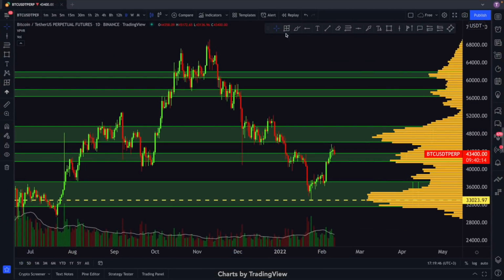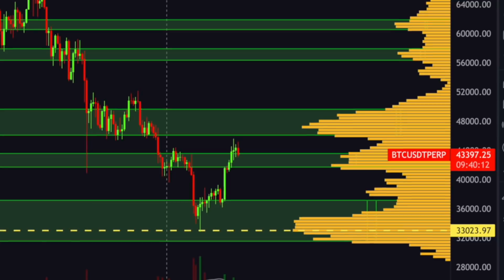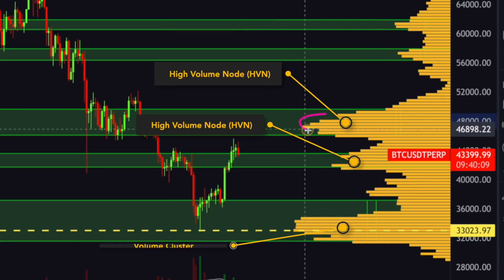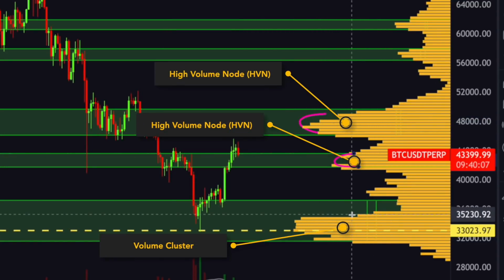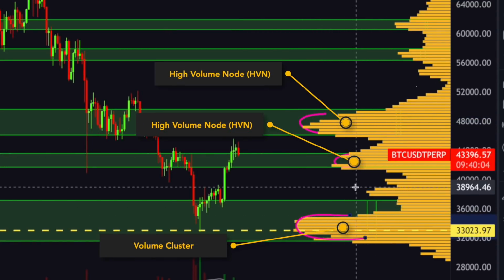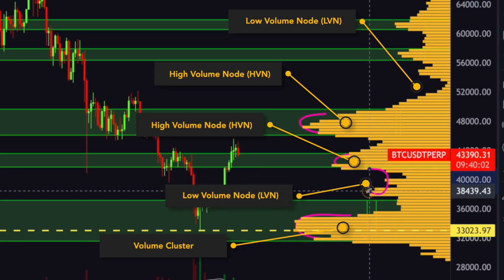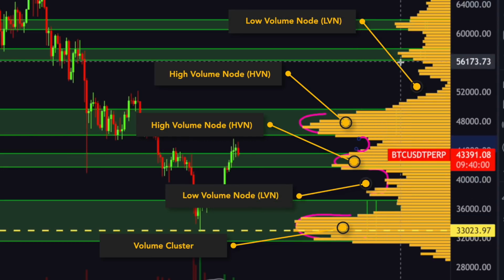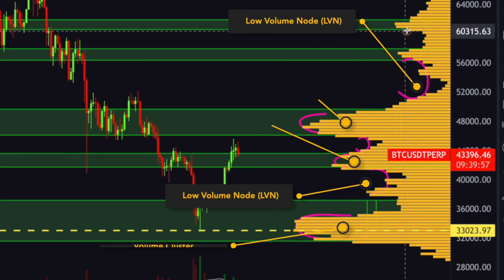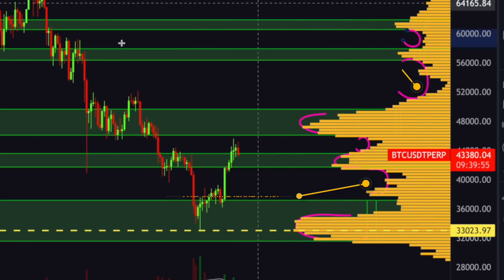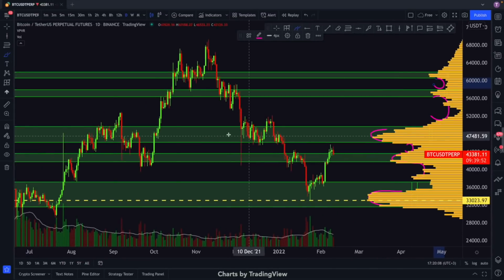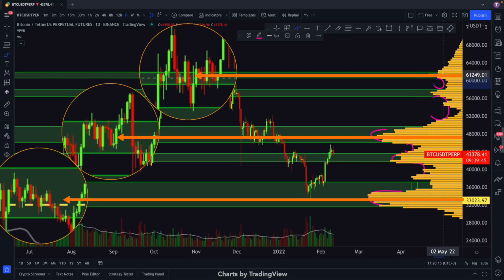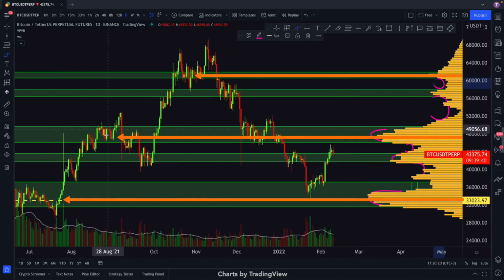How should you use this indicator? Well, first of all, these are called high volume nodes, or I say volume clusters. These voids between high volume nodes are called low volume nodes. High volume nodes have the most volume. It shows me that price level has the most interest from the buyers and sellers. There will be a crazy amount of activity in these volume clusters.